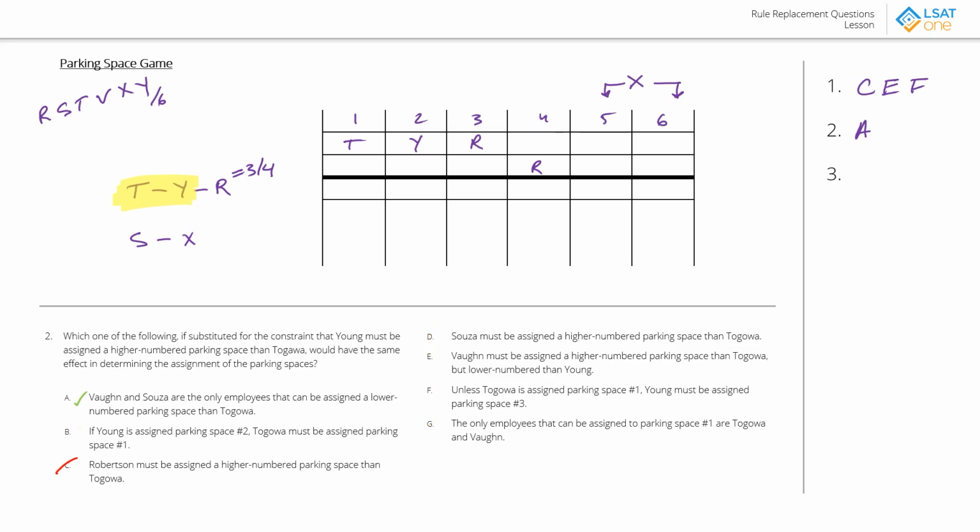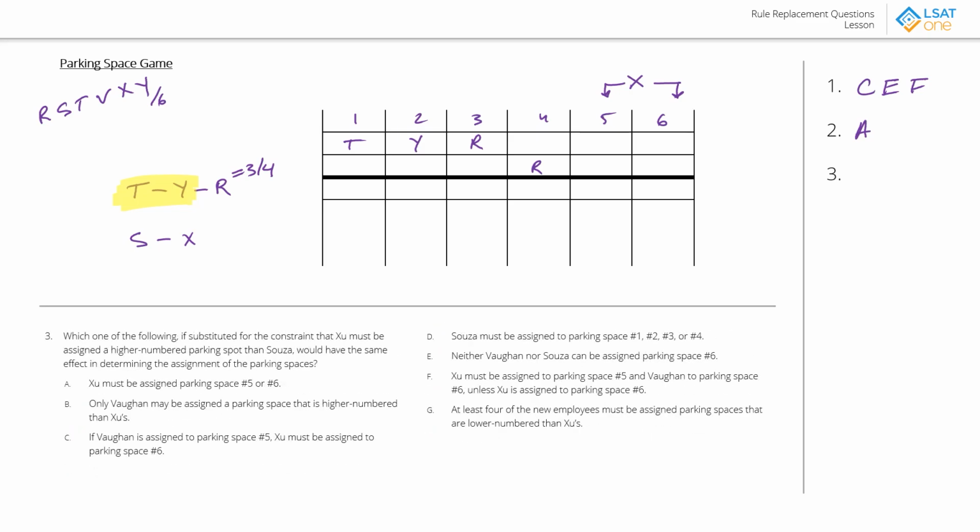Next, let's take a look at 3. Once again, see what you can do with this on your own first, and resume when you're ready. All right, so once again, let's start with the rule itself. The question asks which of the following can be substituted for the rule that X has to be higher than S. So essentially, we are trying to replace this guy right here.